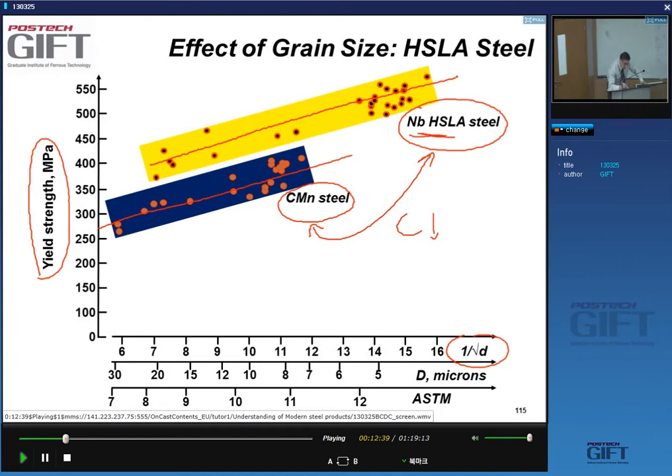So there are two things at work. First of all, we have an increase here in strength, which is due to precipitation hardening, yes? And we can find out how much it is. So it goes typically about here. It's about this size. So you go from close to, but less than 100 megapascal in precipitation strengthening. But you get an additional strengthening, yes, which is due to grain size refinement.